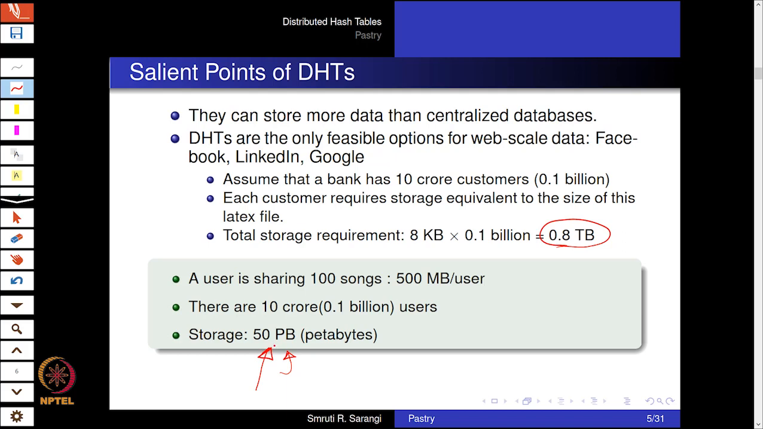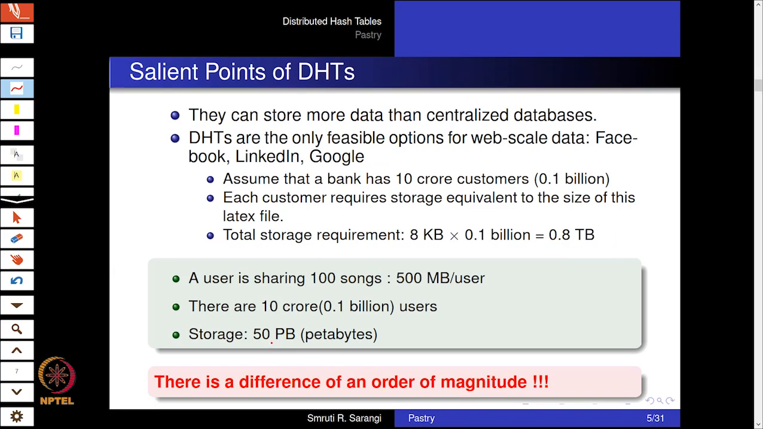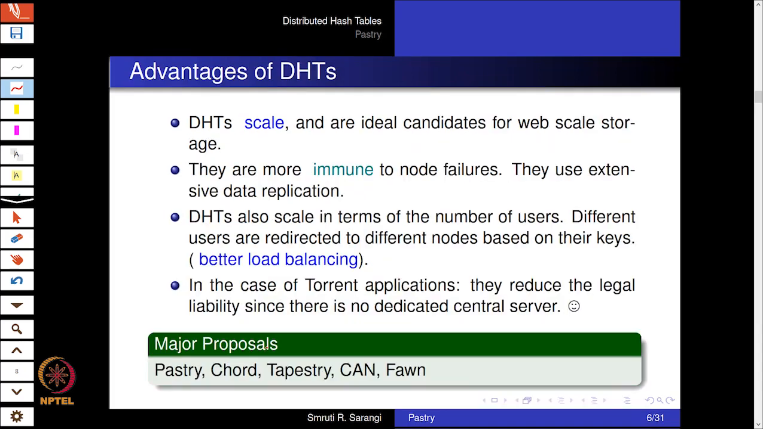So the main aim here should be that for web scale data, we provide tons of storage. And this storage, in a certain sense, is used to provide web scale services. So the difference is clearly an order of magnitude, and this is something we need to bear in mind. So DHTs are ideal candidates for web scale storage. Furthermore, they are immune to node failures, in the sense if there is an outage in one region, it is okay.